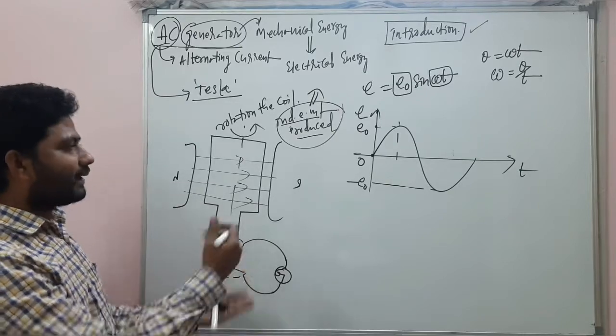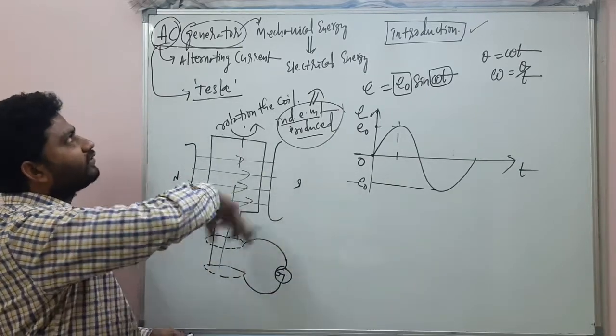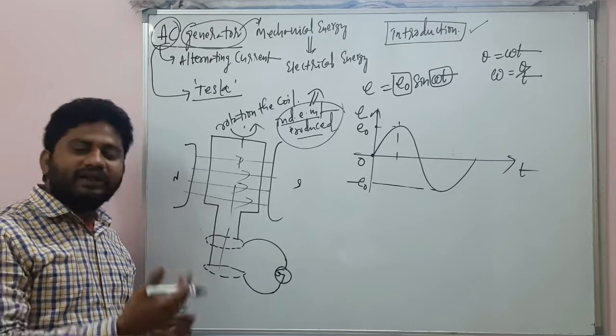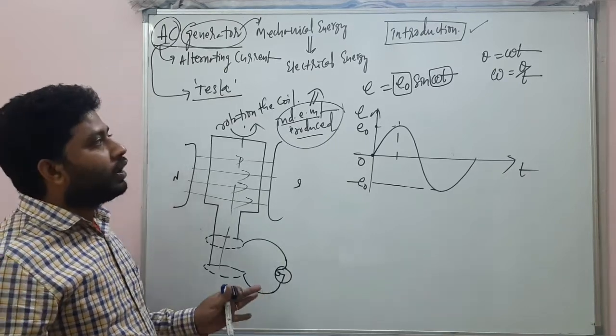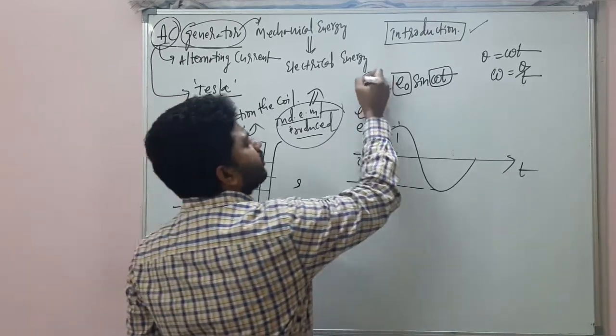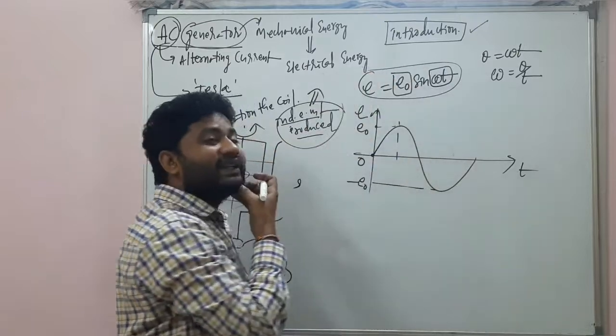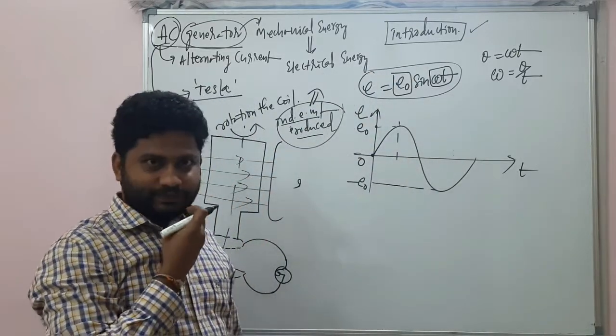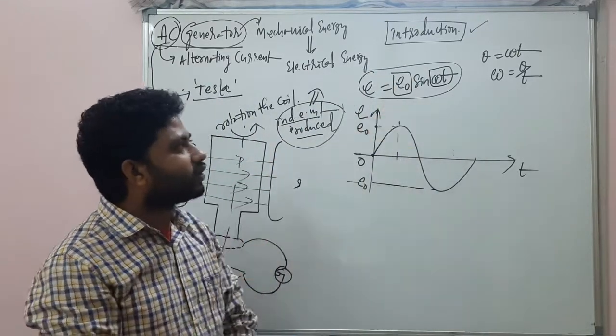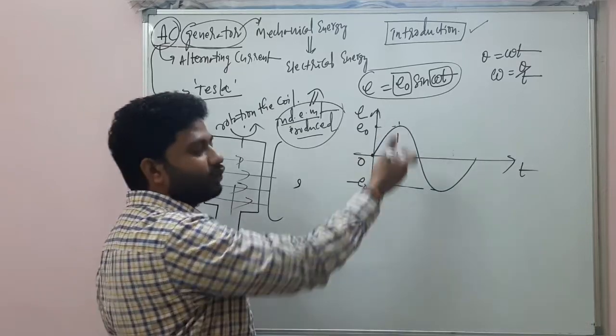We will be discussing this graph and the details of the alternating current generator in the next class. But now you need this expression to be remembered, so then the next class will be very easy for us. So this is the graph of E is equal to E naught sine omega t. Alternating current, you can see here.